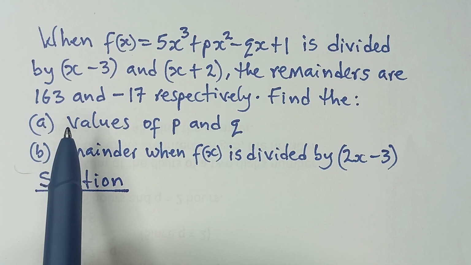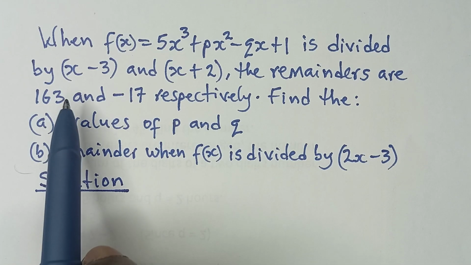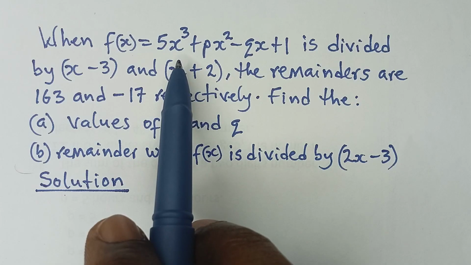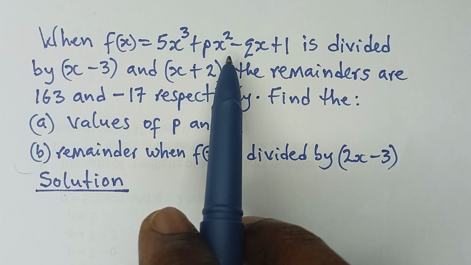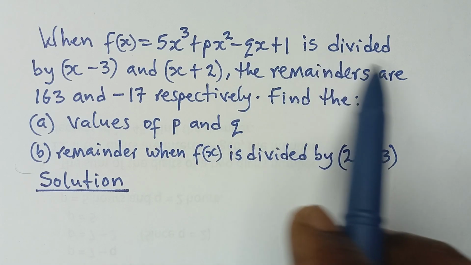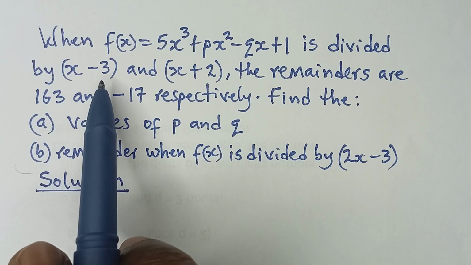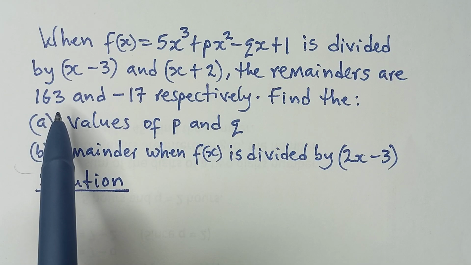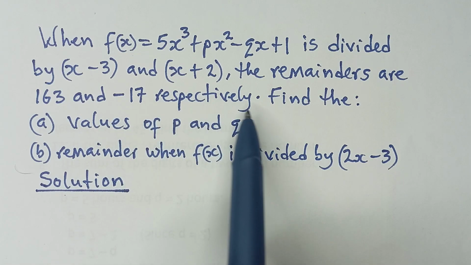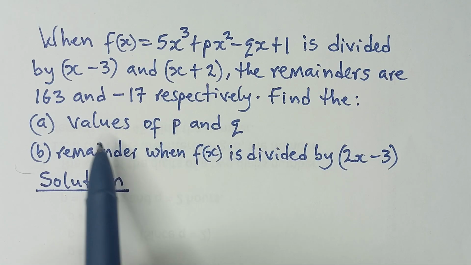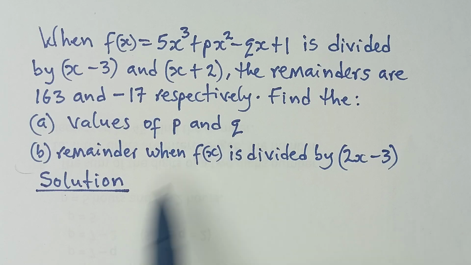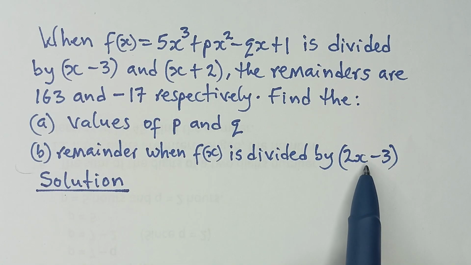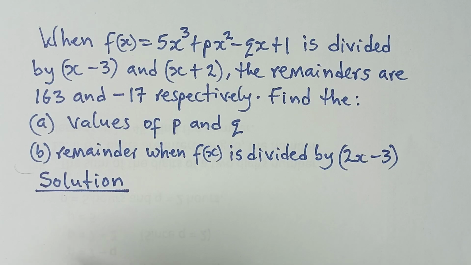Today we'll be looking at a polynomial problem. It says when f of x is equal to 5x cubed plus px squared minus qx plus 1 is divided by x minus 3 and x plus 2, the remainders are 163 and negative 17 respectively. Find the values of p and q and the remainder when f of x is divided by 2x minus 3.